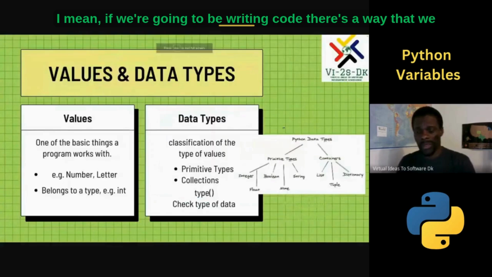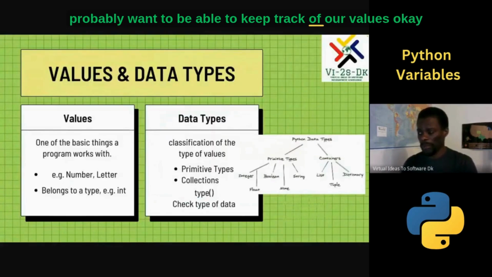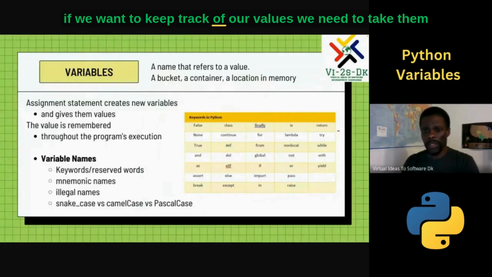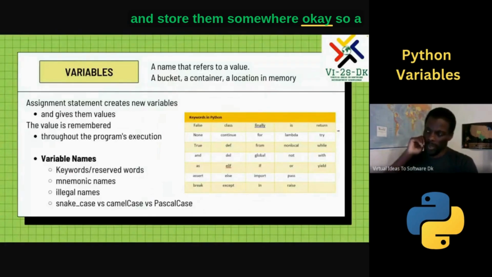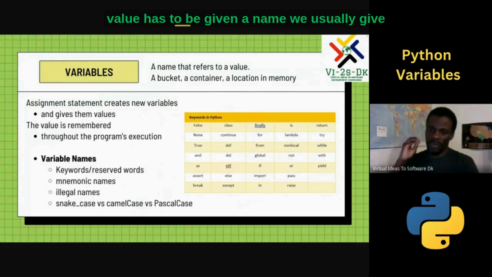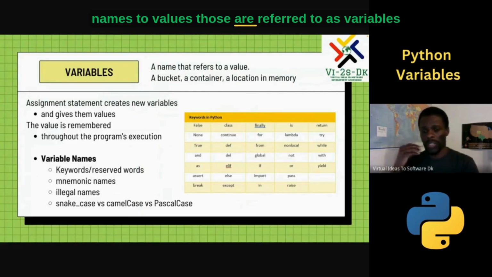If we're going to be writing code, there's a way that we probably want to be able to keep track of our values. If we want to keep track of our values, we need to take them and store them somewhere. So a value has to be given a name. We usually give names to values, and those are referred to as variables.